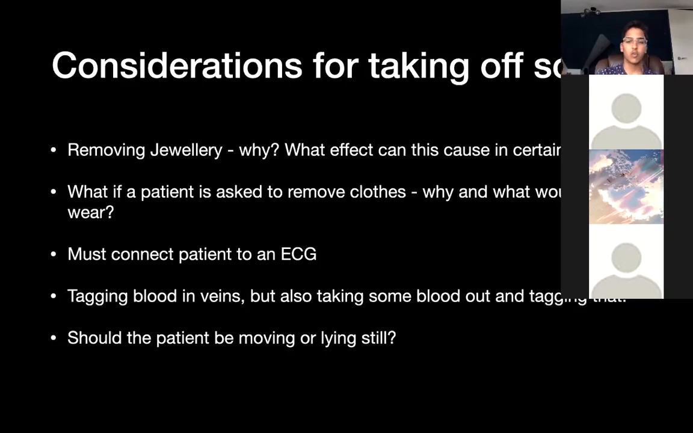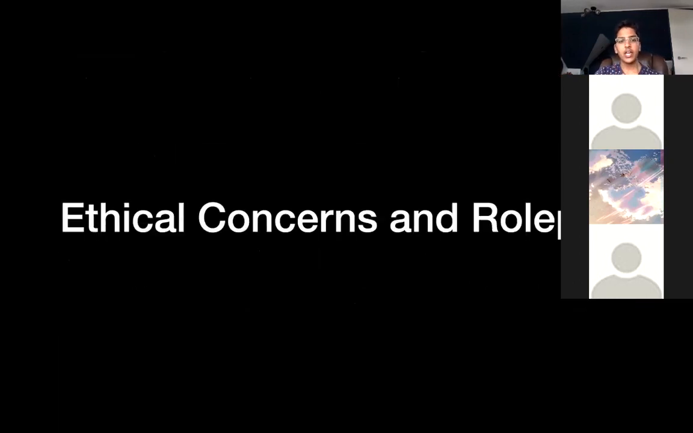They should, of course, be lying still, because movement could complicate the scan and make it very difficult to take. Okay, so now we're going to go across 2 ethical concerns which I thought of. Obviously, today's going to be a bit of a shorter session because this is a more difficult topic to go into without going into very difficult physics or very difficult ideas behind the topic. But we're going to go through some ethical concerns.